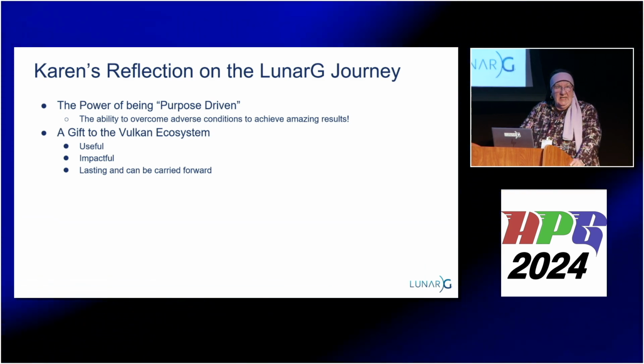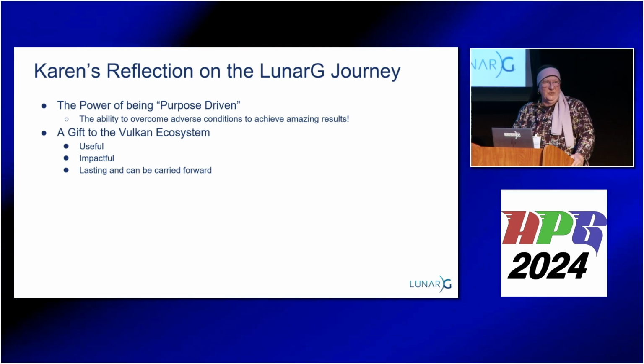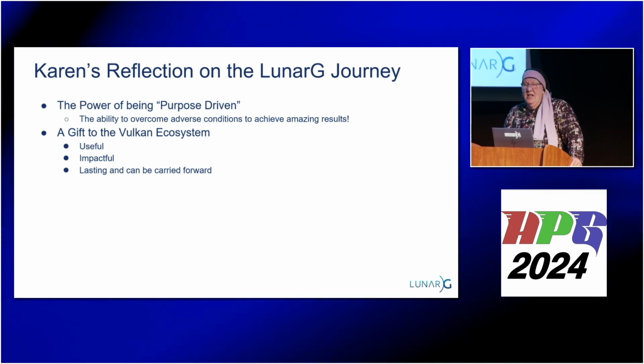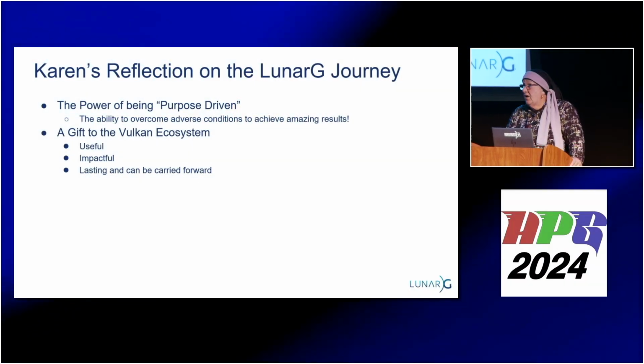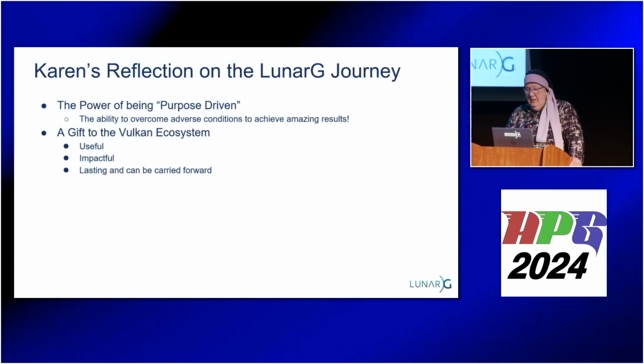The thing that is most satisfying for me, I'm obviously not a spring chicken. However, I'll tell you, I love what I'm doing. And retirement is not in my vocabulary. I don't even know what that word means. That said, the professional efforts of what I've been able to do and what the LunarG engineering team has been able to do, in my opinion, has given a very useful and impactful gift to the ecosystem. And it's not a one-time thing. It's lasting and can be carried forward as the Vulkan API evolves.